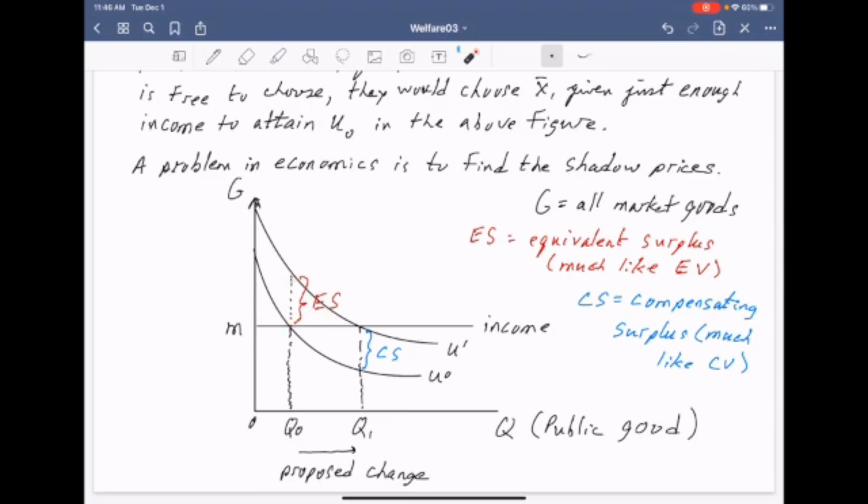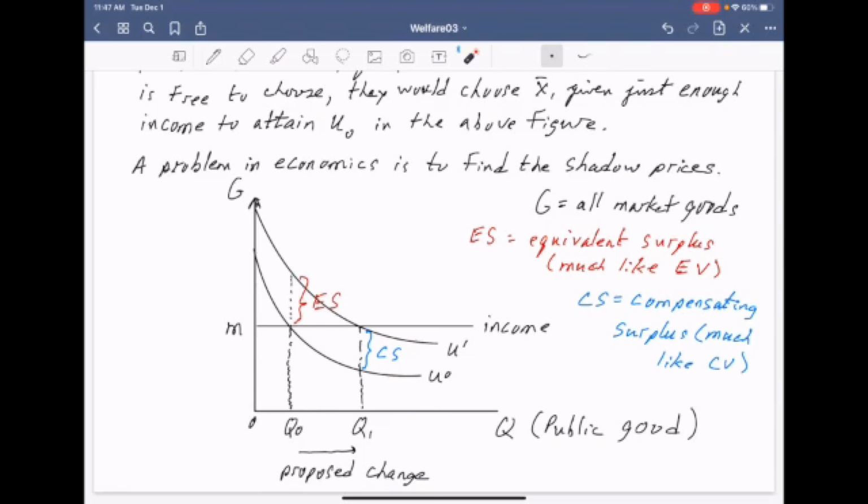So in calculating the compensating surplus, we ask the question, how much are you willing to pay to get to Q1? And the answer is, I'm here to begin with. I want to go to here. This is the gain that I make. This would be my compensating surplus.